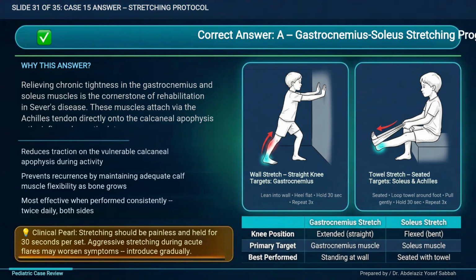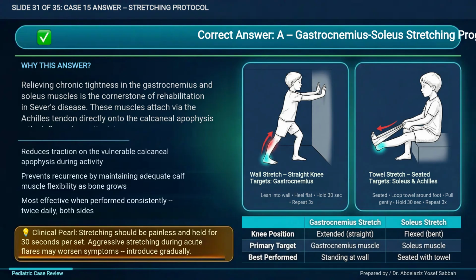Relieving chronic tightness in the gastrocnemius and soleus muscles is the cornerstone of rehabilitation in Sever's disease. These muscles attach via the Achilles tendon directly onto the calcaneal apophysis, which is the inflamed growth plate. Stretching reduces traction on the vulnerable calcaneal apophysis during activity, prevents recurrence by maintaining adequate calf muscle flexibility as bone grows, and is most effective when performed consistently twice daily on both sides.